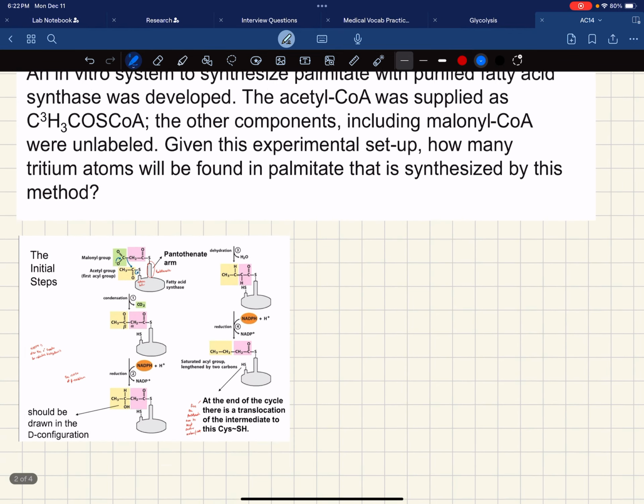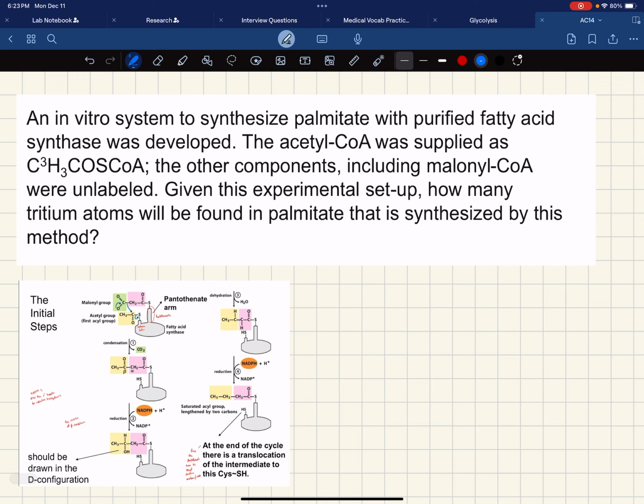So the first question, this was the very first question. I wanted to address some of the questions that I was asked the most about last week, and this was one of them. We're synthesizing palmitate, and we're doing it with this purified fatty acid synthase. The acetyl CoA that we supply to this fatty acid synthase is C3H3 acetyl CoA, so it's radio labeled, and everything else is unlabeled. He's asking, in this experimental setup, how many tritium atoms will be found.